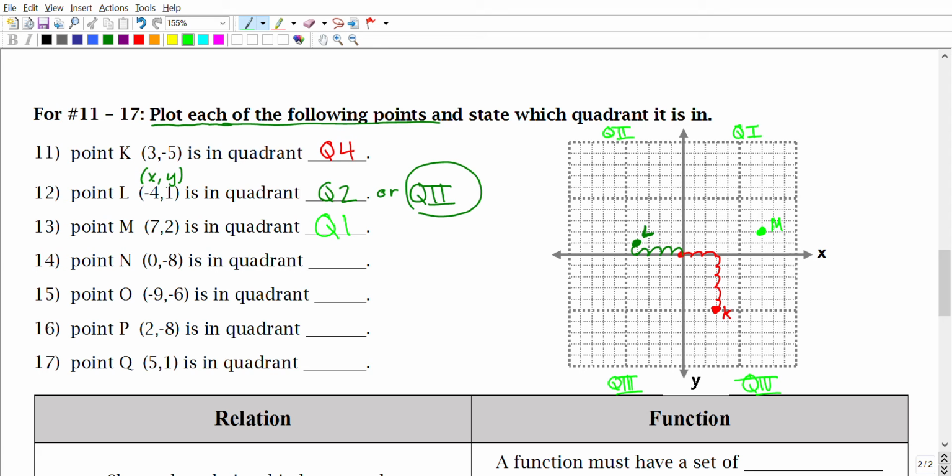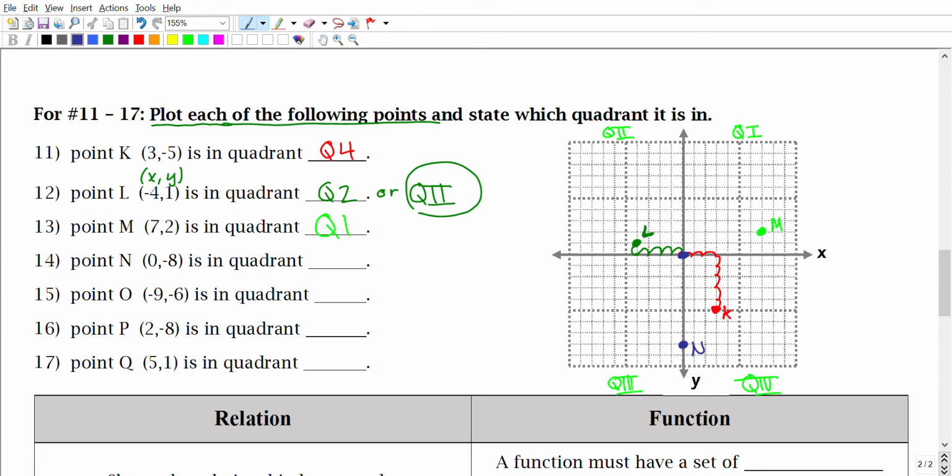Now, the next one, we have point N. It's at 0, -8, which means we are not moving left or right at all from the origin. So I am starting here. So I don't move left and right at all, but I do have to move down 8. So 1, 2, 3, 4, 5, 6, 7, 8. Right down there is my point N.